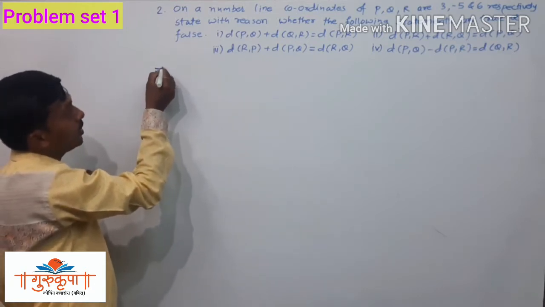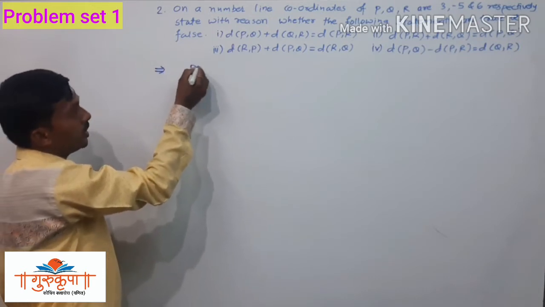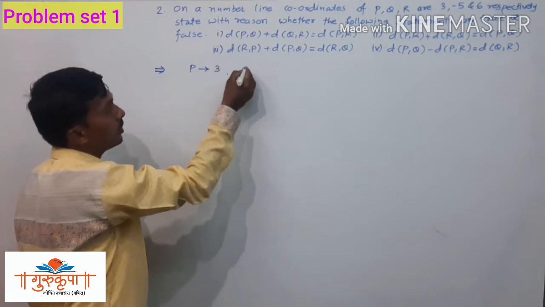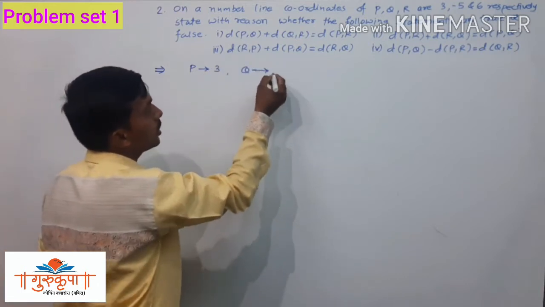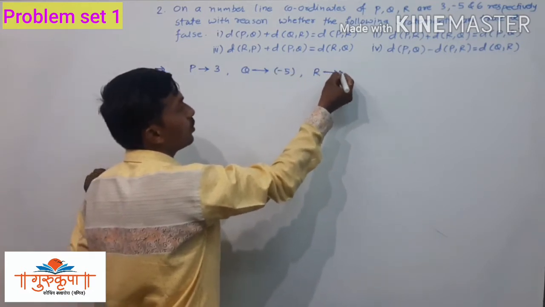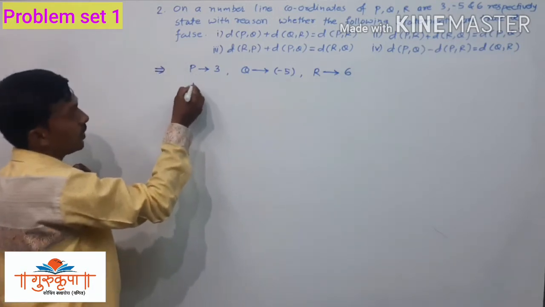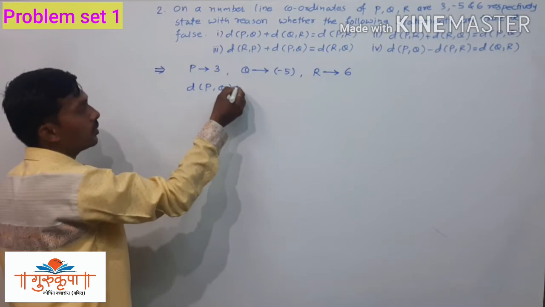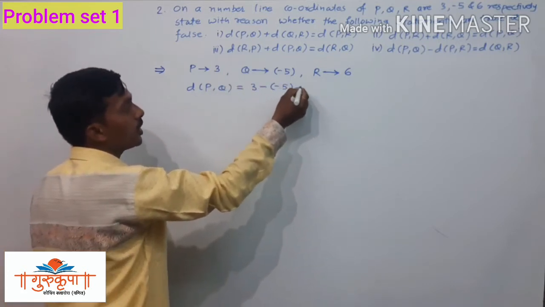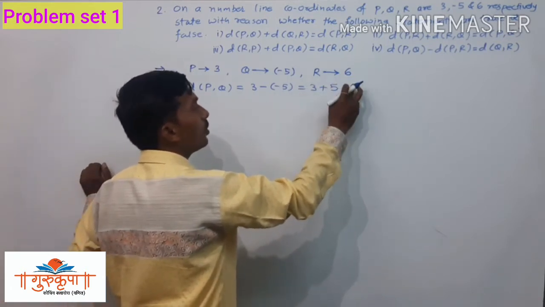So we will first find the 3 distances. It is given that the coordinate of the point P is 3, the coordinate of the point Q is minus 5, and the coordinate of the point R is 6. That is the given information. So first we will find the distance PQ. Distance PQ is equal to bigger coordinate 3 minus smaller coordinate minus 5, that is equal to 3 plus 5, and it is equal to 8 units.